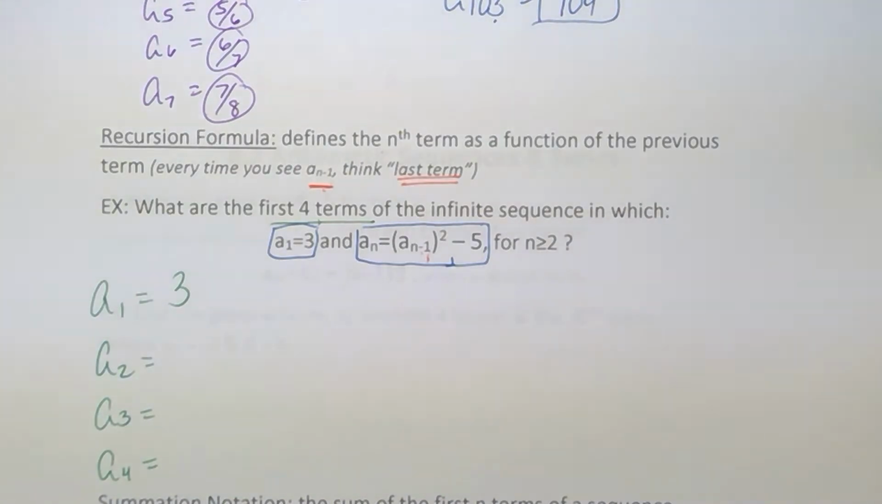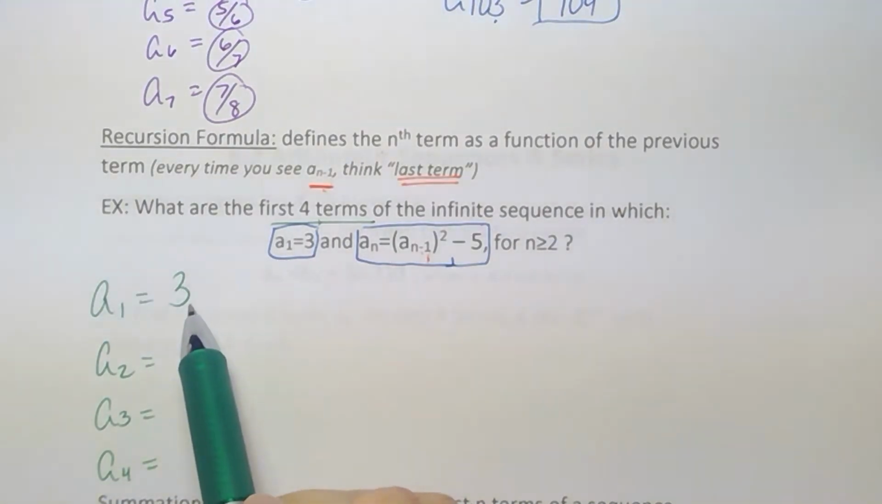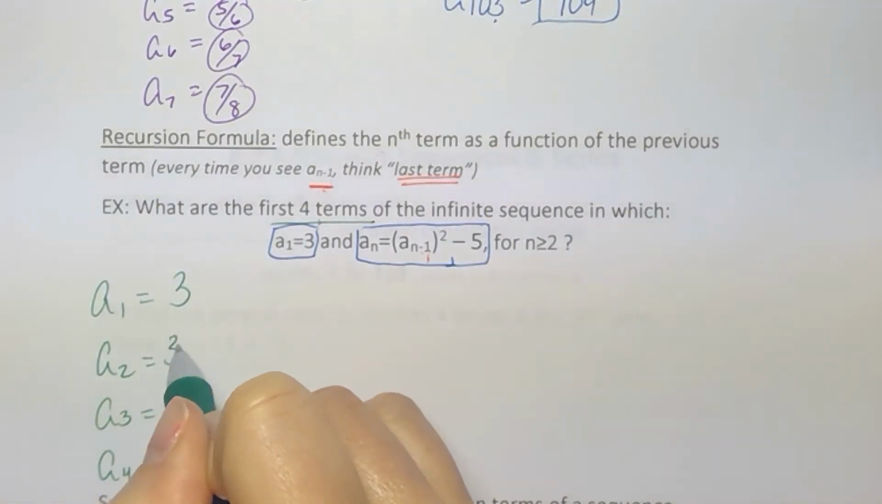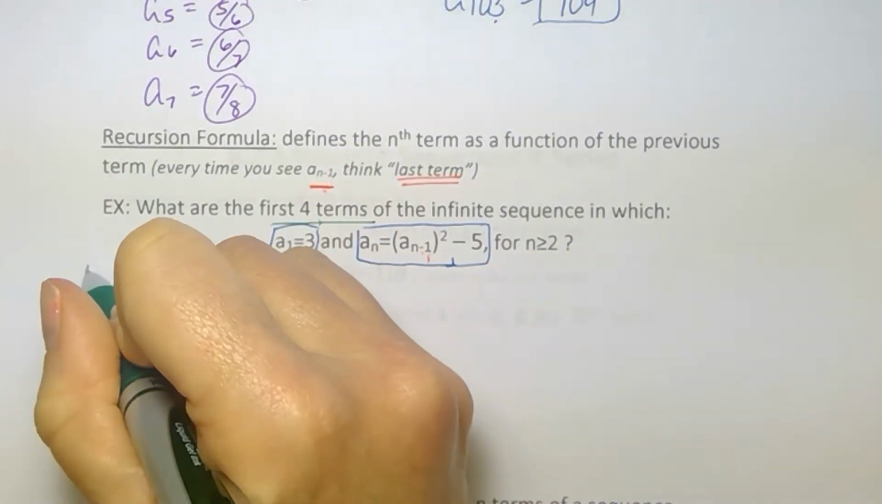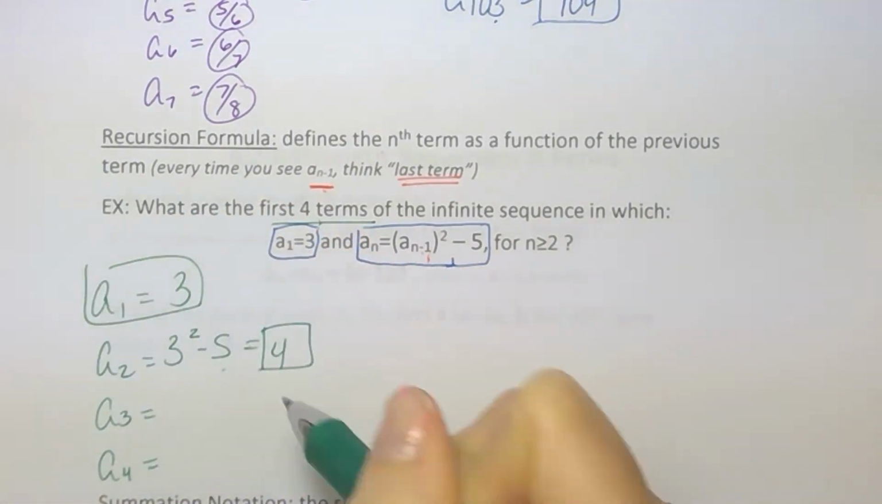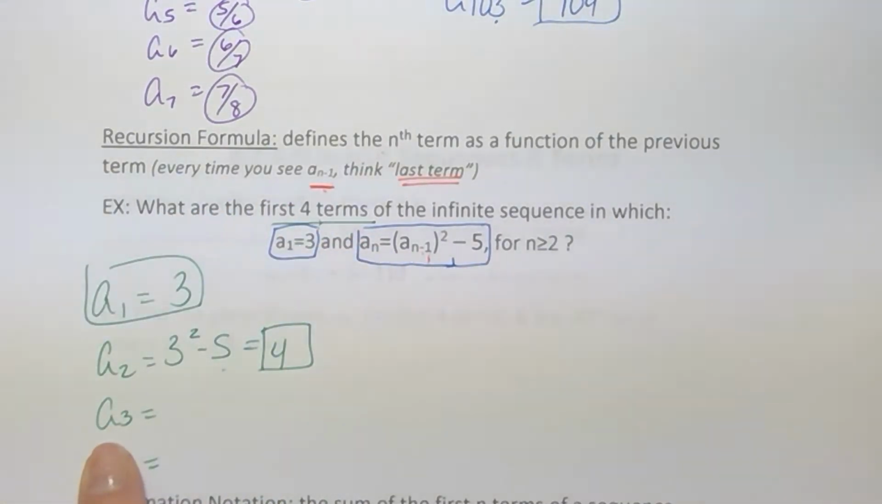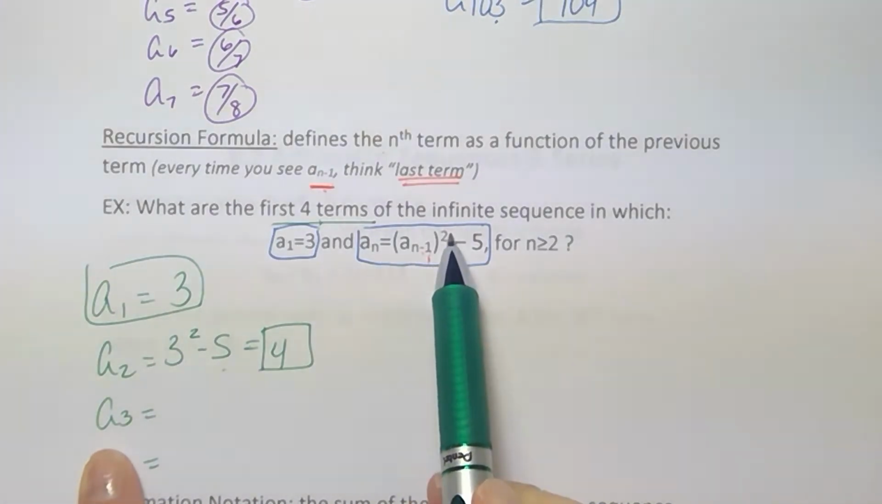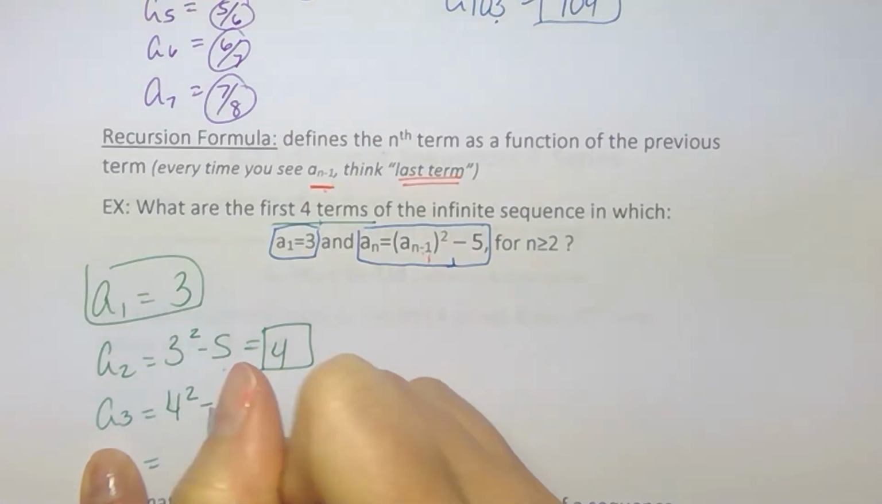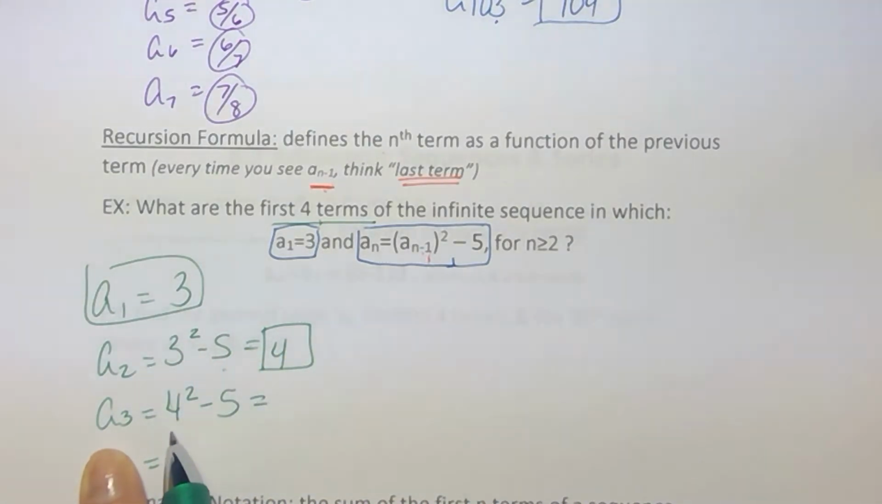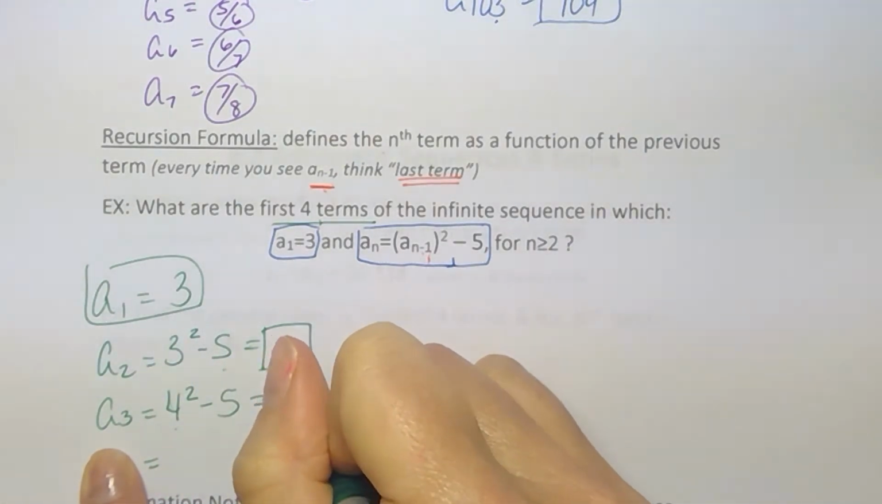Well, if I'm looking at the second term, the previous term was 3. So that would be 3 squared minus 5. Well, 3 squared is 9. 9 minus 5 is 4. So my first term is 3. My second term is 4. When I'm finding the third term, I think previous term squared. Well, this now is previous. So previous term squared minus 5. 16 minus 5 is 11.